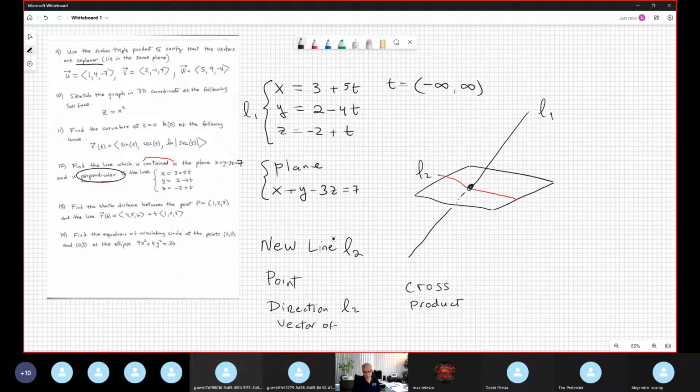Of the L1 vector and L2. Come on, repeat again, I hear your voice intermittent. L1 and L2. Okay, cross product R1, R2. I need a vector: a cross product between one vector and another vector. What is the vector? What vector is this and what vector is this?